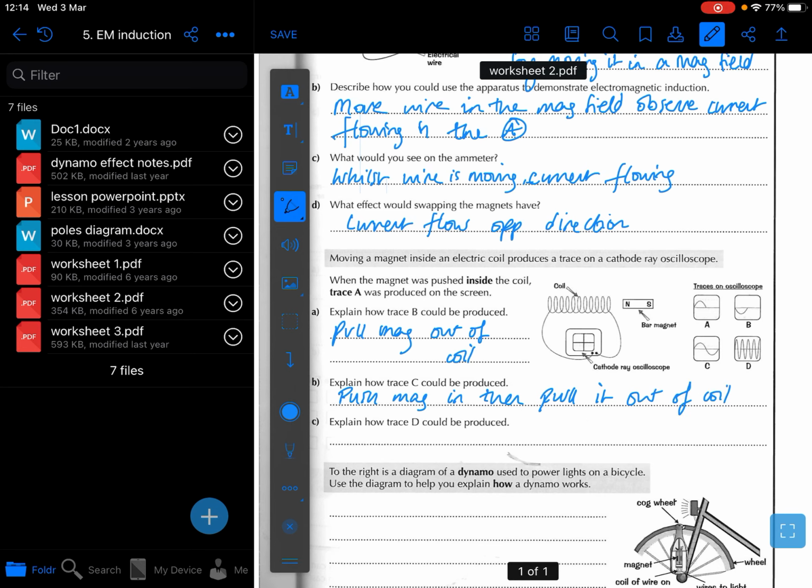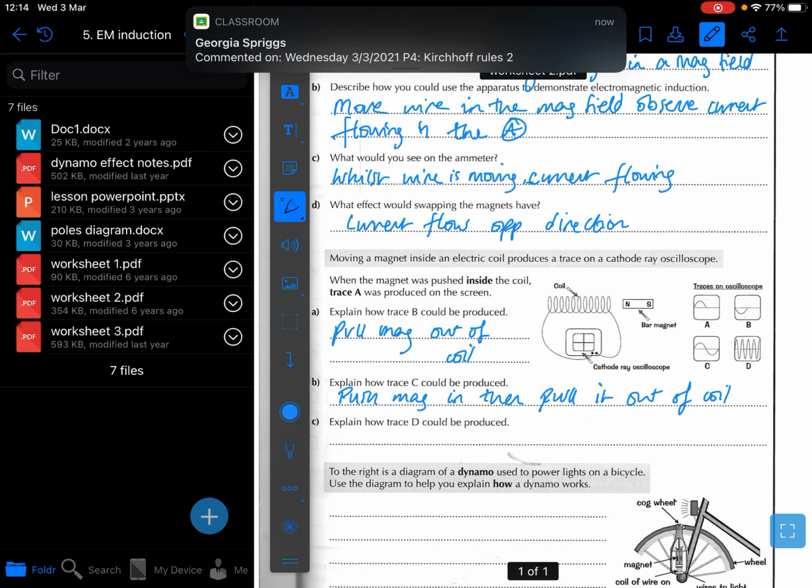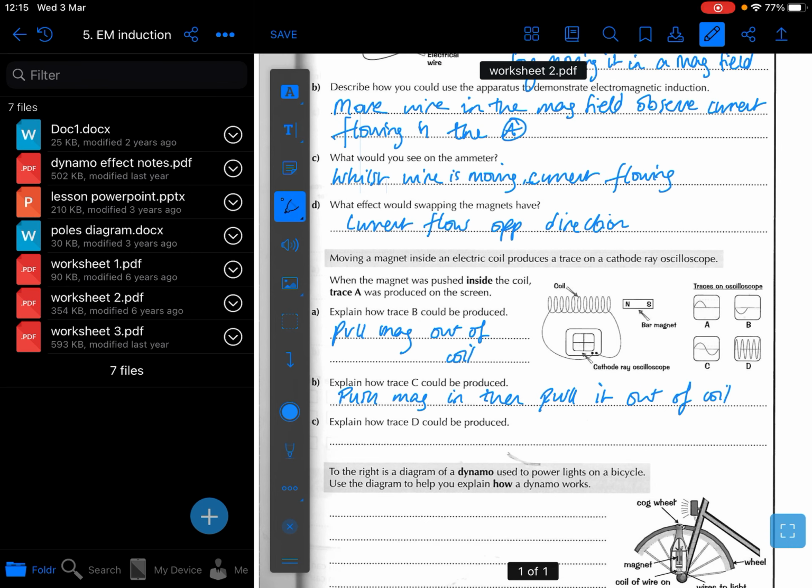Explain how trace D could be produced. So you can see there are lots of in, out, and it's going fairly fast. So push in and out very quickly. And repeat.